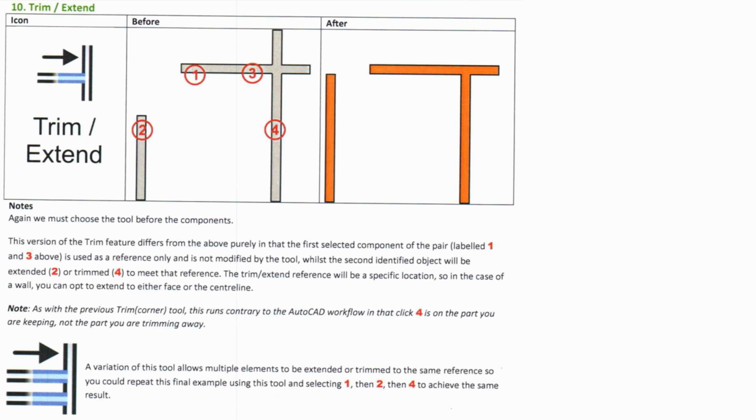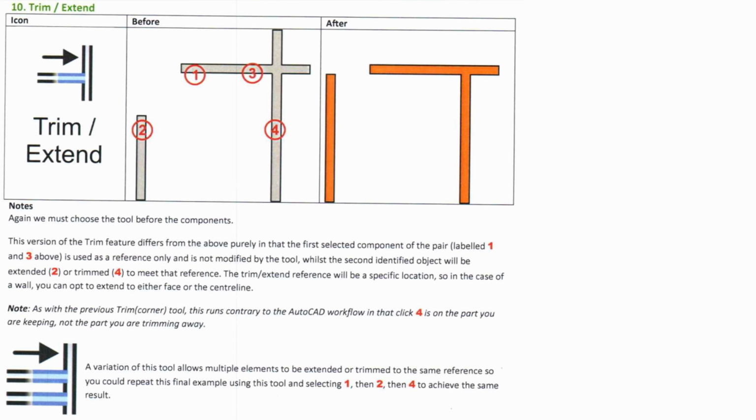Trim/Extend tool, targeted cleanup and extension. Purpose: trims or extends one element to meet another, ideal for cleaning up intersections, aligning geometry, or extending layout elements precisely. Workflow: 1. Activate the Trim/Extend tool from the Modify tab. 2. Click the reference element first, for example, wall, line, edge. This element remains unchanged.